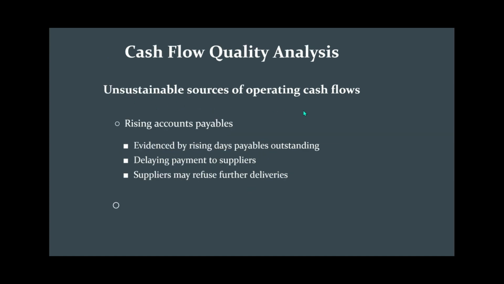Unsustainable sources of operating cash flows. Rising accounts payables. This is evidenced by rising days payables outstanding, delaying payment to suppliers. Suppliers may refuse further deliveries. So a company cannot indefinitely improve its cash flow by taking longer to pay its suppliers. At some point, this will start impacting the business. This might give a one-off or short-term increase in operating cash flows, but ultimately it's not sustainable.